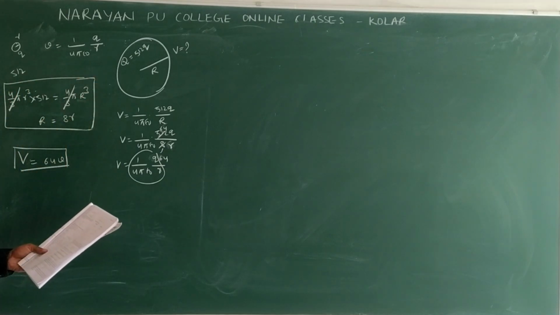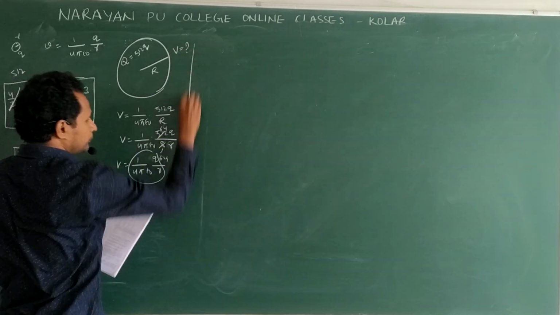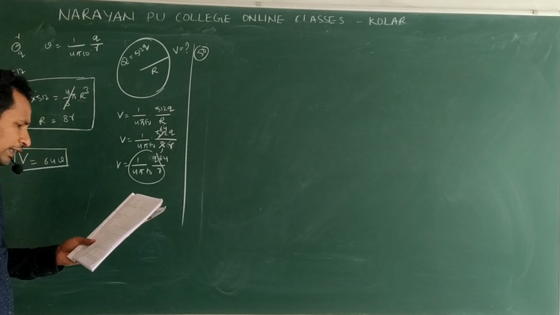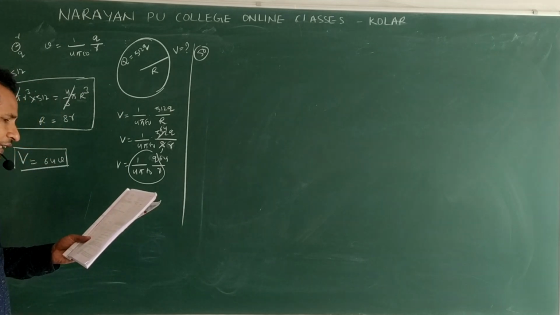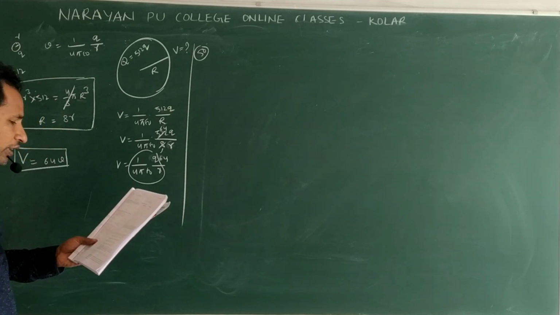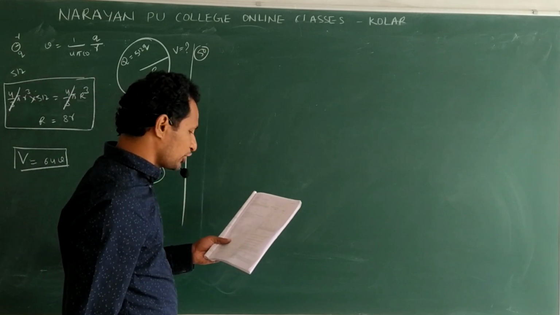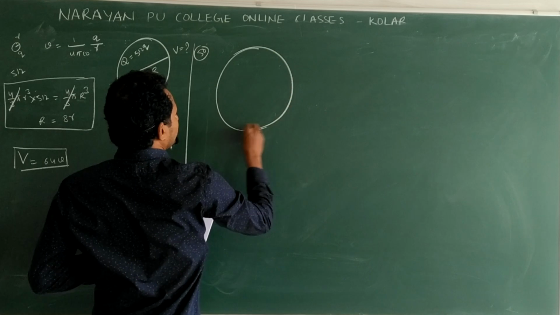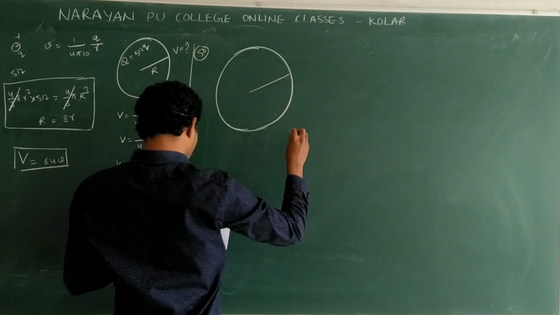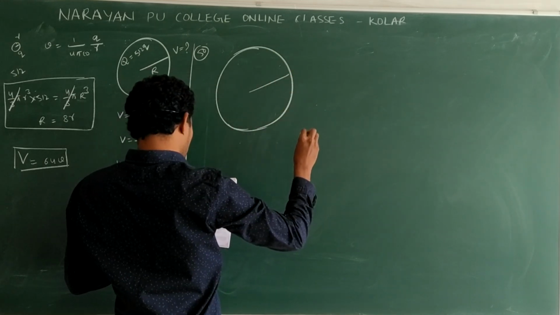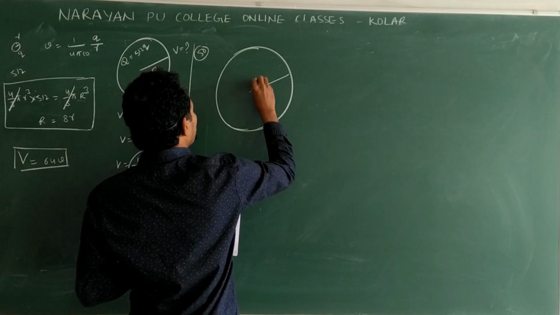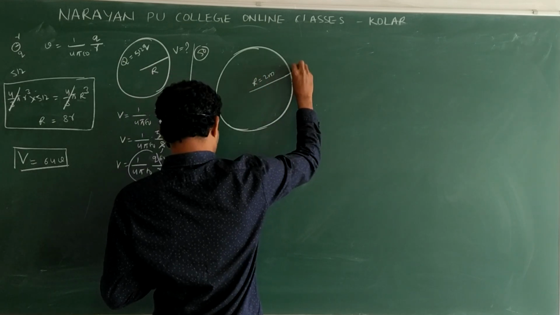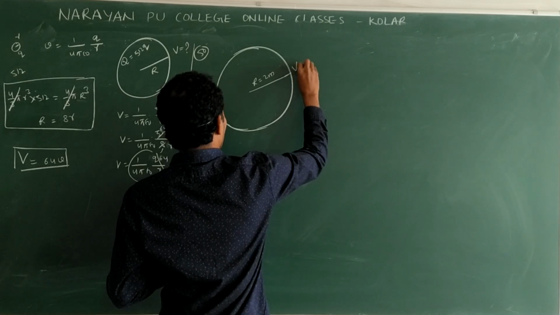Clear? So important. This concept you need to remember. Clear? Next come to 15. The electric potential on the surface of a conducting sphere of radius capital R equal to 2 meter is V naught. Choose the incorrect option. The radius is given, R is equal to 2 meter. On the surface, the potential is the given V naught.